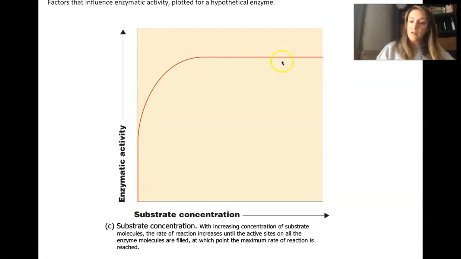Why? Because at some point, all of the active sites of the enzyme that you have present in the cell or in the body are going to be occupied. And when that occurs, you can throw all the substrate you want at those enzymes, but they can't hold anymore. So they can only move so fast.